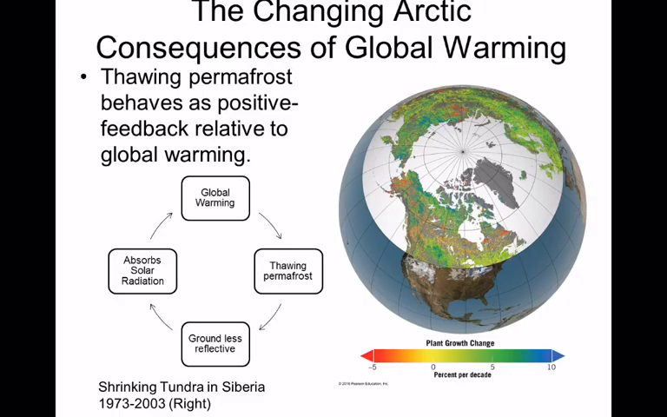And ignore that caption down there that says shrinking tundra in Siberia. It's a different figure. Are we almost done? All right.